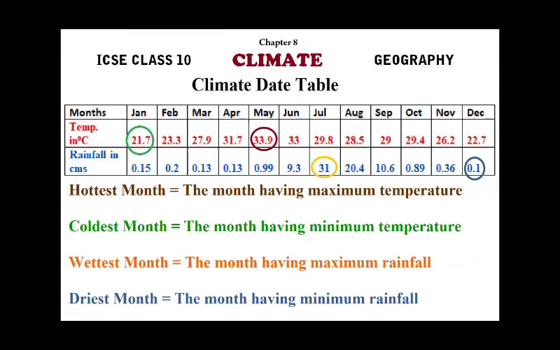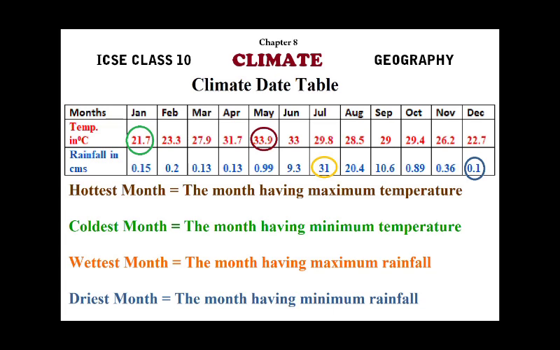Now, it's very easy to find out. Hottest month means the month having maximum temperature. Just need to look at the temperatures, then see which month is having the maximum temperature. So here in this case, there is May. So the answer is May. May is the hottest month. Similarly, the coldest month is January.